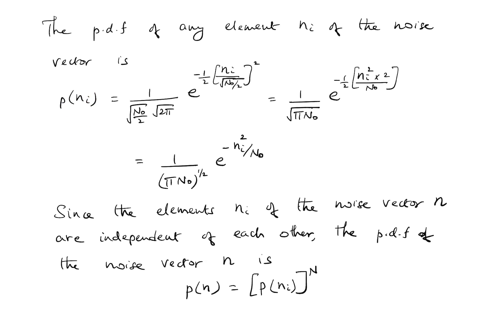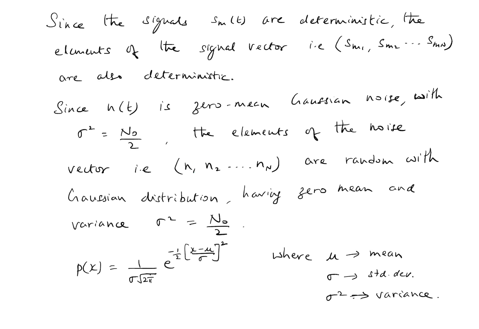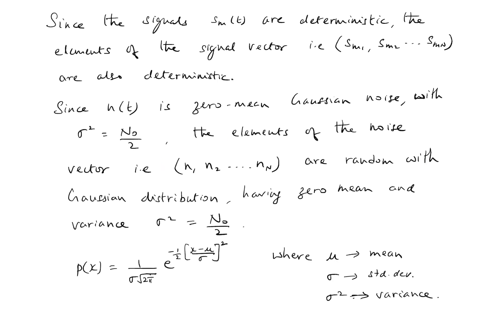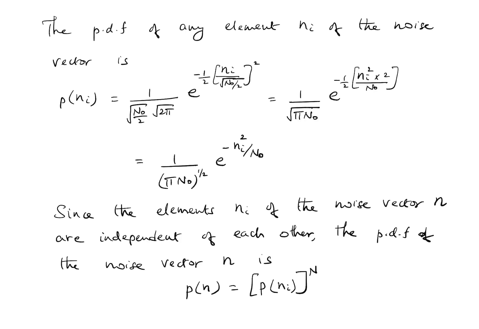Now what we are interested in is to find the PDF of the entire noise vector, which is of length n. We know that the PDF of each element is given by this equation, which we have seen here, and that is the same for each of the n's, right? So n1, n2, n3, all of them have the same PDF, and we want to find the PDF for the entire noise vector. To find it, we make use of the fact that the elements ni of the noise vector are all independent of each other.